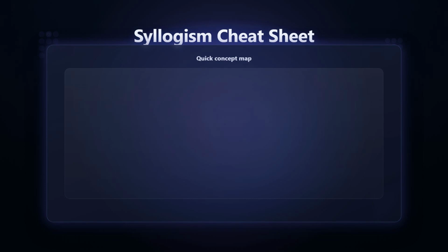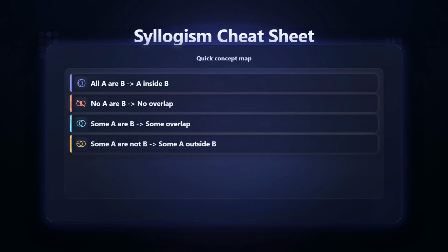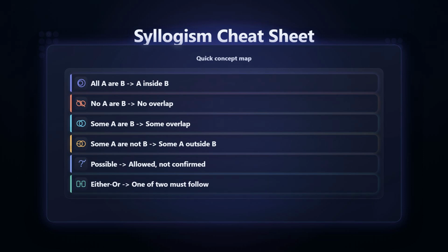Here is the quick cheat sheet. All A are B means A is fully inside B. No A are B means there is no overlap. Some A are B means some overlap exists. Some A are not B means some part of A stays outside of B. Possible means allowed, not confirmed. And either-or means one of the two conclusions must follow. That's syllogism.